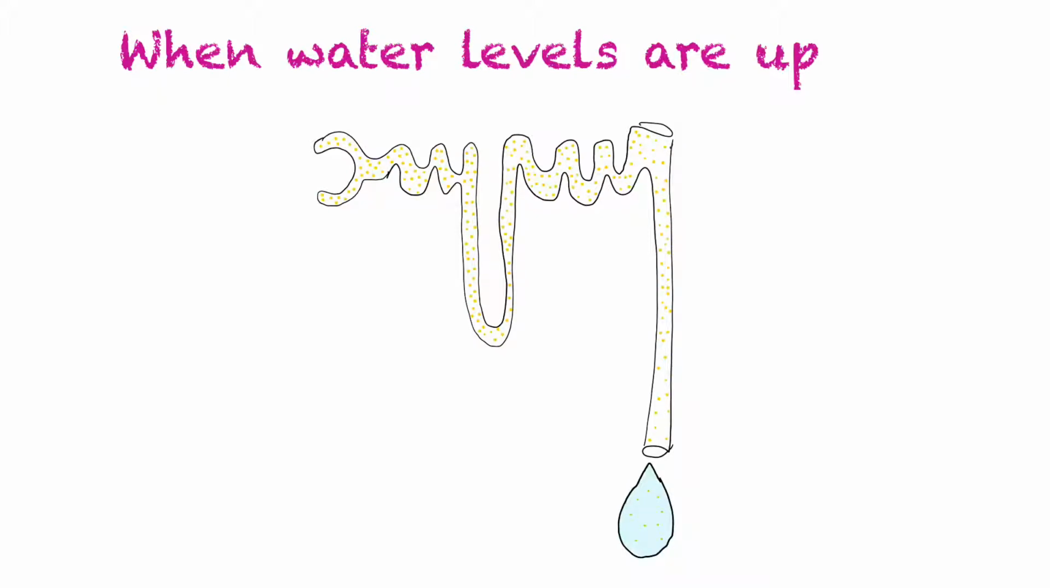So when water levels are up and we've had plenty to drink, the blood could become too dilute. So we've drank a large quantity of water, and ADH secretion will be inhibited. So no extra water will be reabsorbed from the collecting duct. So the result will be a large volume of dilute urine being formed.